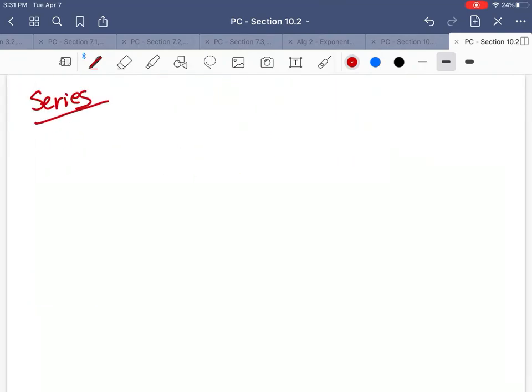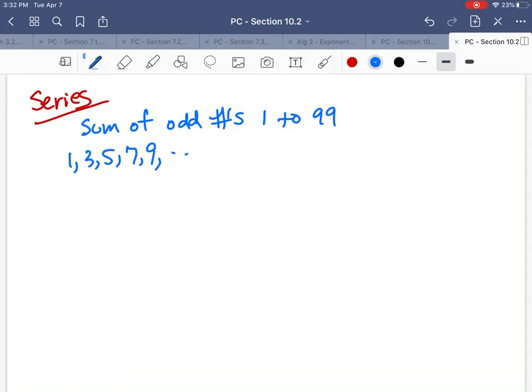So remember, an arithmetic series is when you take the terms from a sequence and you add them up. So I'm going to ask you this question. What is the sum of all the odd numbers starting with 1 to 99? Okay? And so that would be like adding up 1, 3, 5, 7, 9, and so on, all the way up to 99. Okay? So you have a couple ways to think of it.